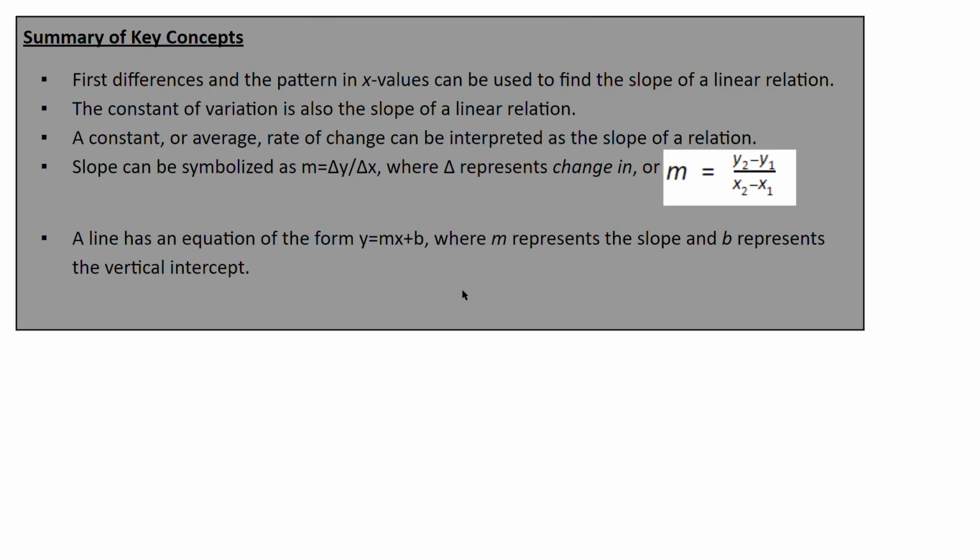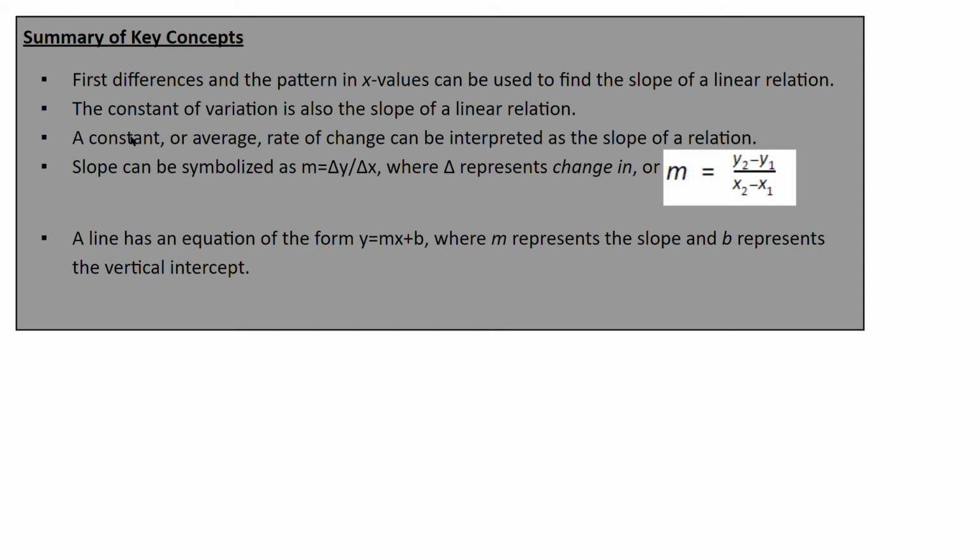Now, to consolidate and to summarize all of this, the first differences in the pattern in x values can be used to find the slope of a linear relation. Okay, so that means that if we have our first differences and the pattern in x values, we can find out the constant of variation. So we can see what changes with every additional unit of x. The constant of variation is also the slope of a linear relation.